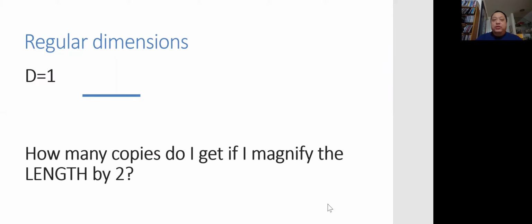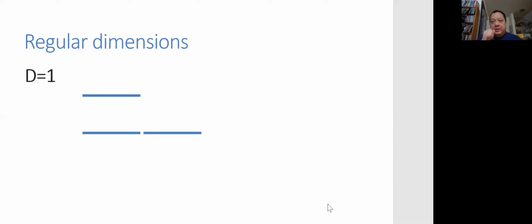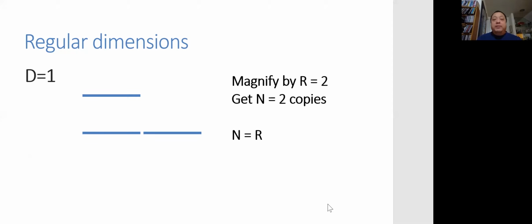And I ask this question, how many copies do I get if I magnify the length by 2? I have length in all caps because that's important. I will always magnify according to the length. Well, the answer is 2. Twice the length, 2 line segments. You can tell that if I multiply the length by 3, I get 3 copies. If I call the magnifying factor r and the number of copies n, then in one dimension, n equals r.